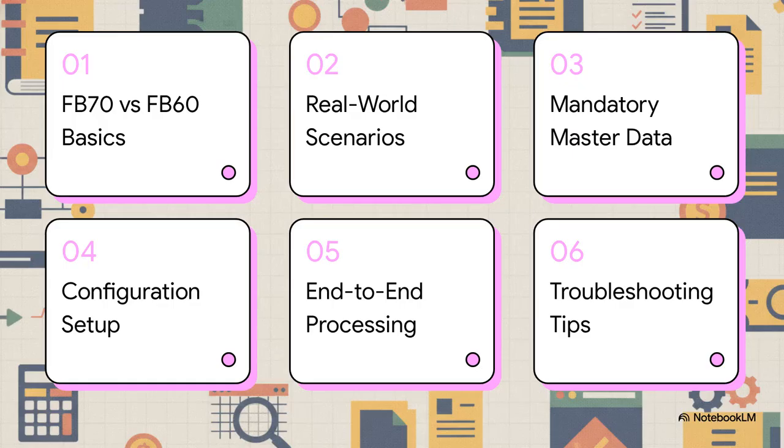So, here's our game plan for today. We'll start with number 1, the basics of FB70 versus FB60. Then, number 2, real-world business scenarios. Number 3 covers mandatory master data. For number 4, we're going under the hood with configuration. Number 5 is end-to-end processing. And finally, number 6, we'll wrap up with troubleshooting and interview tips.